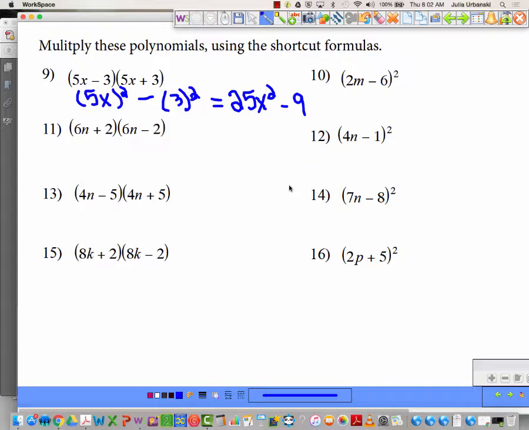So for this one, let's take 6n and let's square it. What do we get? 36n squared. Always do minus. And then take the last number and just square it. What's 2 squared? 4. And then you're done. So when it's a special case like this, you can get it done in just a couple of seconds.